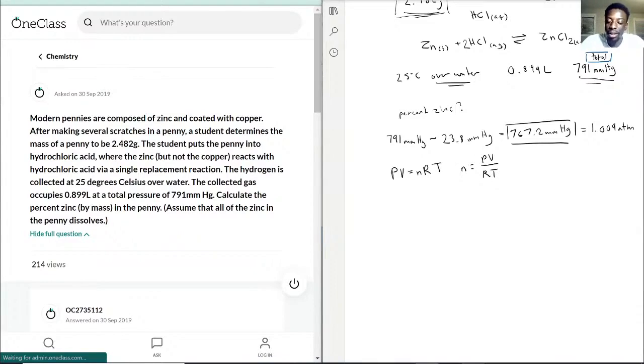Okay, so with that, we have 1.009 ATM times the volume being 0.899 liters. Remember, we don't need to worry about the vapor pressure of water now. We just know that the gas occupied 0.899 liters. We don't need to factor in water because the total pressure only affects the vapor pressure part. So with that, we have that pressure and volume.